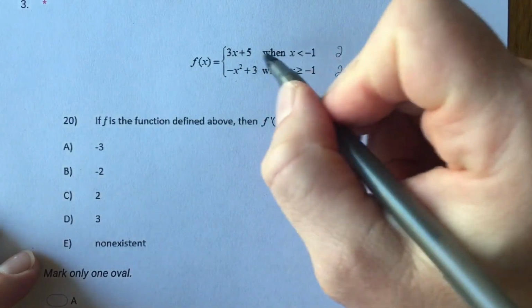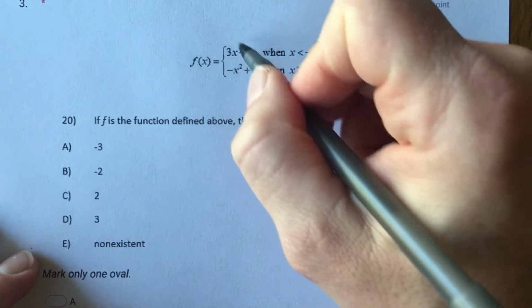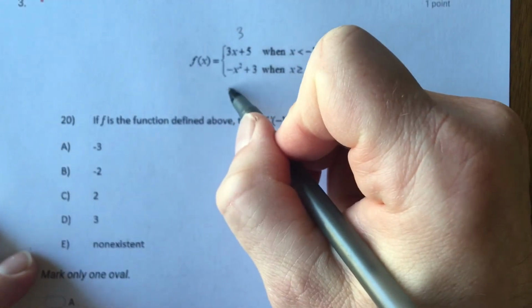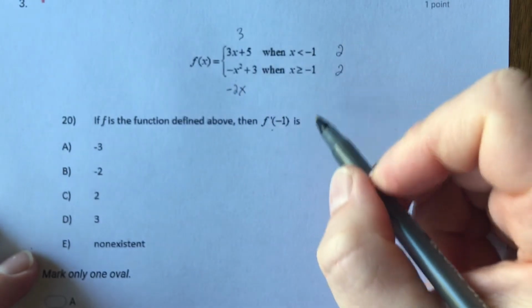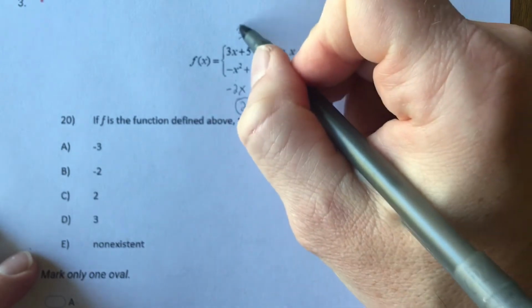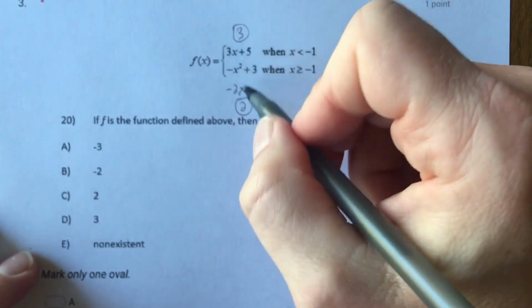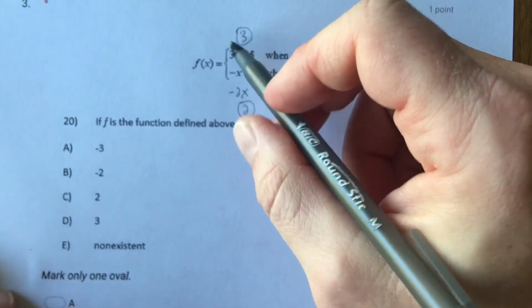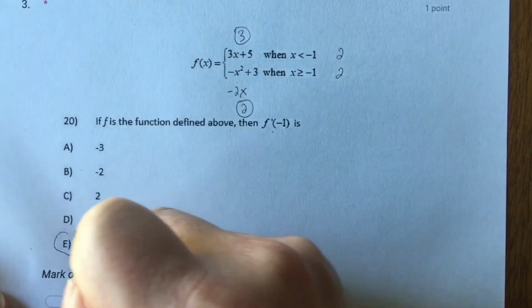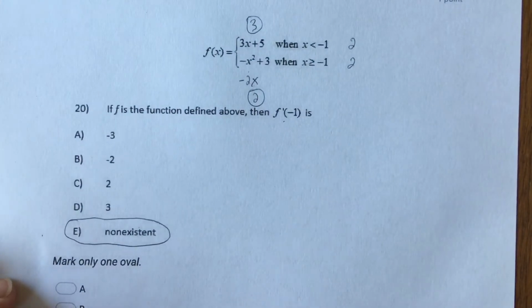Okay? But now, as far as the derivative is concerned, we have to see, well, what's the derivative of the top? It's 3. What's the derivative of the bottom? It's negative 2x. If I were to put negative 1 into the bottom, I get a slope of 2. We get a slope of 3. The slopes are not matching. That means you're going to have a sharp turn there. So you don't just pick eeny, meeny, miny, mo. If they don't match up, then we don't have a slope there. All right.